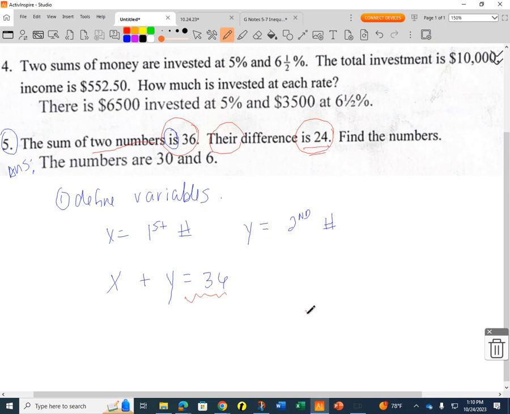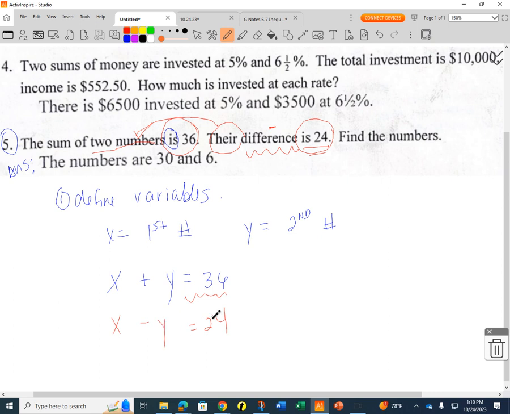Equals 24, that's right. So my second equation, something equals 24, is 24. It's their difference. So "their" refers to the two numbers. For the two numbers, we know that they are x and y, right? But what does "difference" tell us to do? Subtract. I heard somebody say it. So we're subtracting the two numbers. So now our second equation is x minus y equals 24.